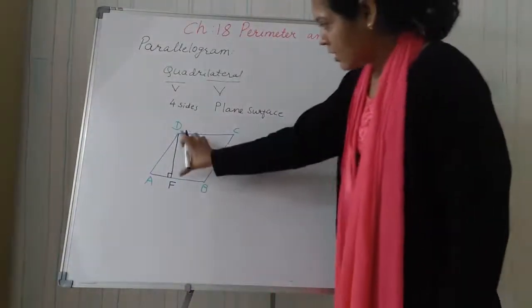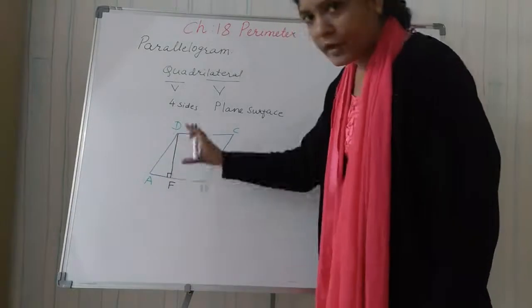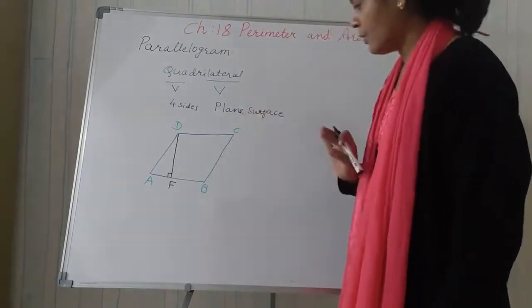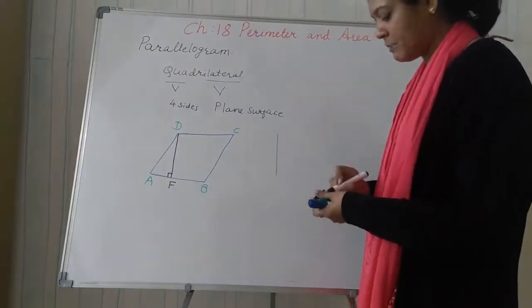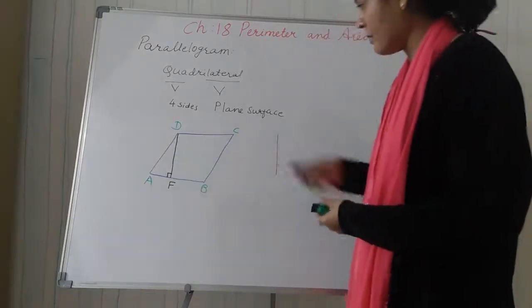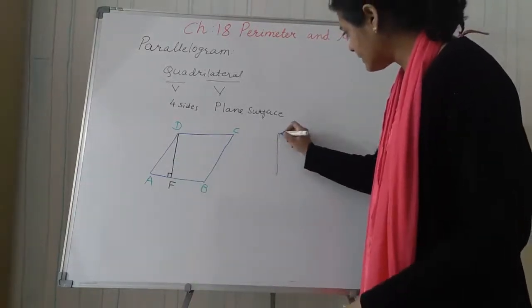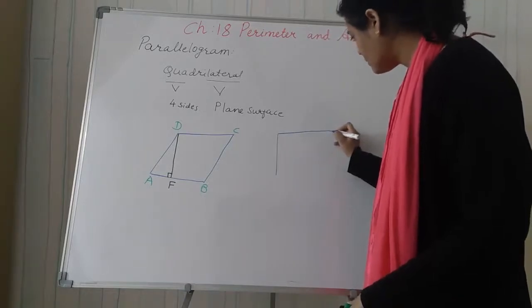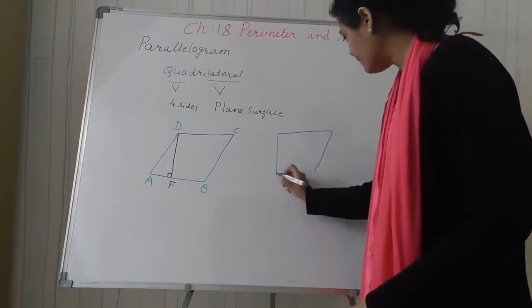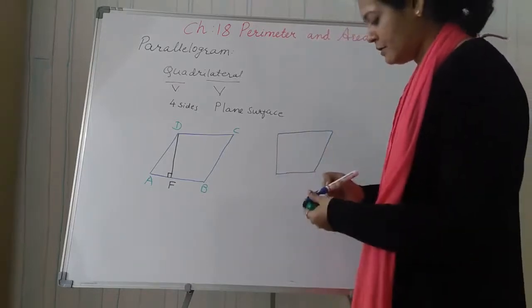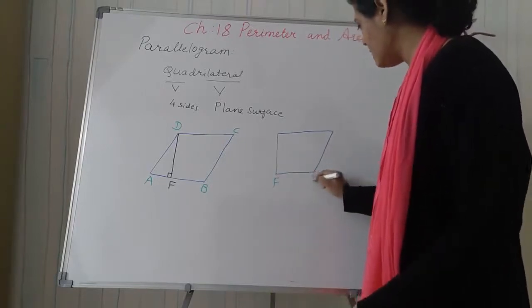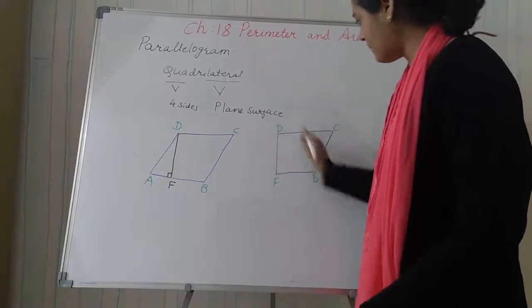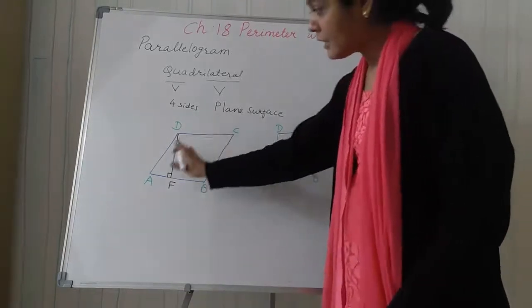Now let us rearrange this quadrilateral. If we cut this right angle triangle DAF from the parallelogram, then we are left with this much part. Let us draw it. This is the part we are left with, F, B, C, D, after cutting DAF.